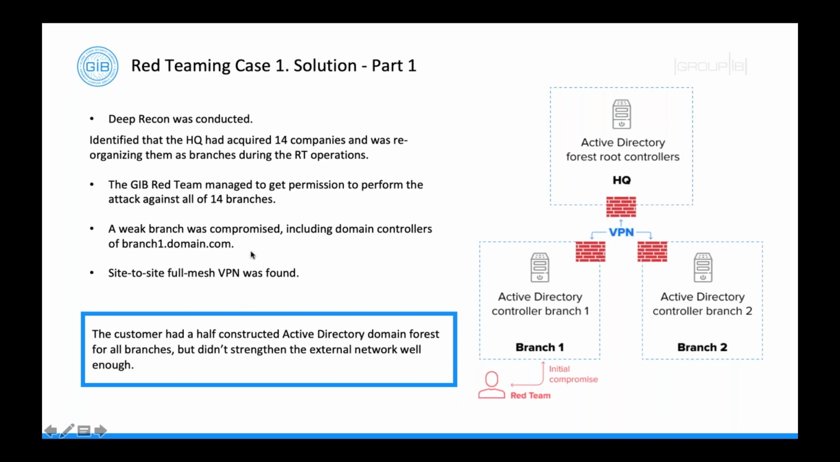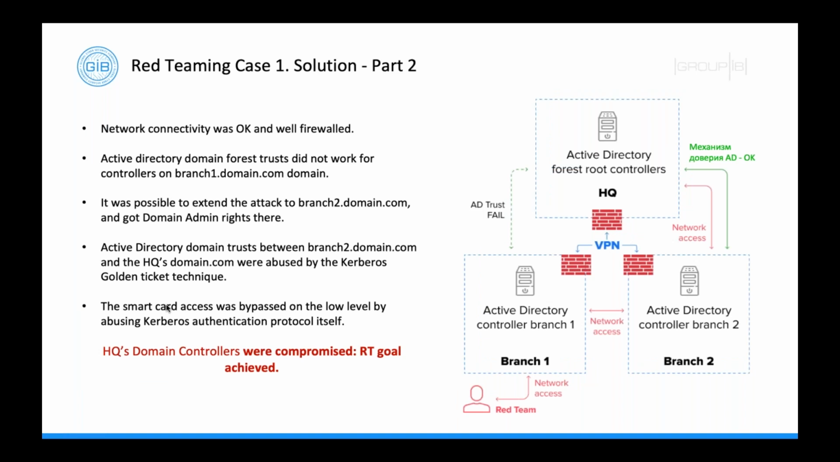And they were able to identify a site-to-site full mesh VPN. Here in part 2 of the solution, we established that network connectivity was very well firewalled from the first branch. So gaining access to the HQ from the first branch was impossible, but it was possible to extend the attack to the second branch of their domain, and the red team got domain admin rights there.